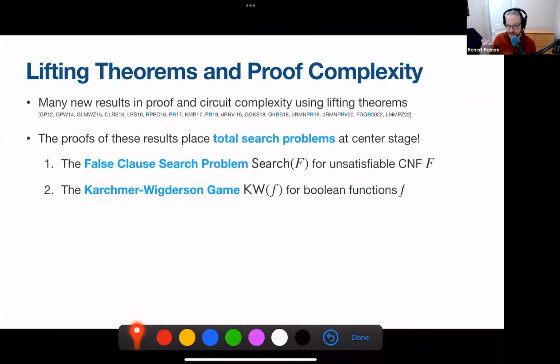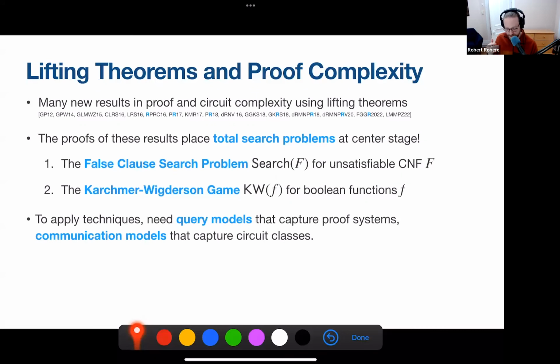And in circuit complexity, it's probably also familiar to you that the central total search problem that captures circuit complexity is the Karchmer-Wigderson game, introduced by Karchmer and Wigderson. To apply these lifting techniques in order to get interesting lower bounds and relationships between proof systems and circuit models, what we need are query models that capture proof systems on the one hand, and communication models that capture circuit classes on the other hand.